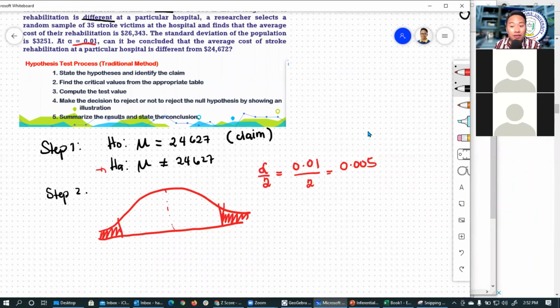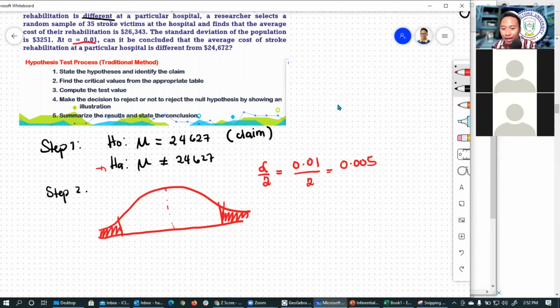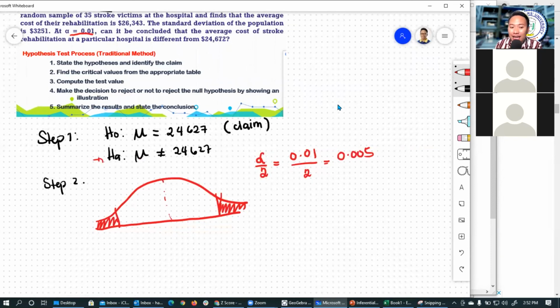You're only going to be doing this if and only if your alternative hypothesis uses the not equal to symbol. If it's using the less than or greater than, you don't have to divide the alpha by 2. You just go right away. So this means to say, guys, that each side of the shaded region has an area of 0.005.